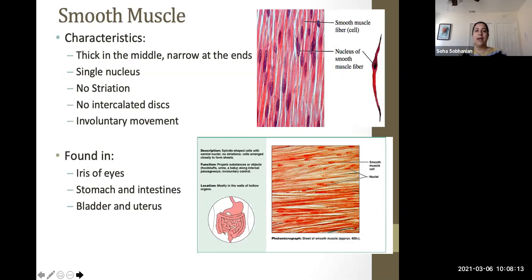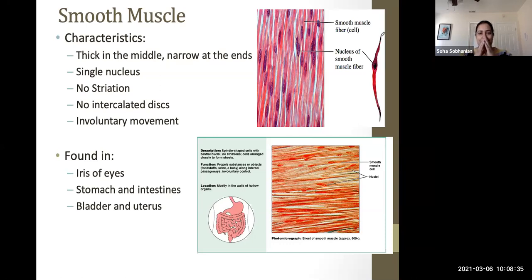So let's take a look at the characteristics that distinguish these muscles. If I look at one single cell of smooth muscle, it's a spindle shape, which means it's kind of chubby at the center and narrows down at the ends.